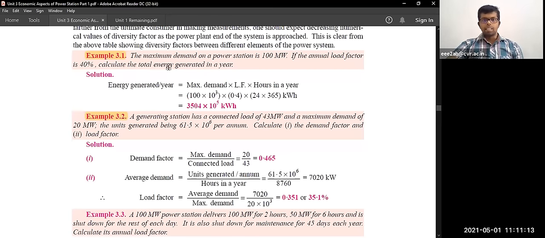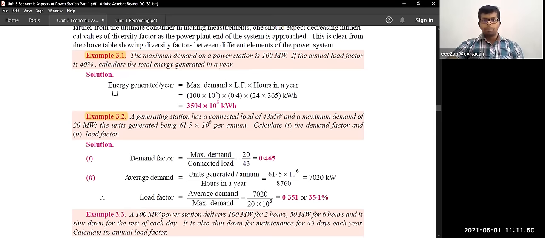So total energy generated in a year is nothing but maximum demand into load factor into hours in a year. If they are asking the total energy generated in a year, you have to take it as year, or daily or monthly, like that also you can do it. Okay, so here it is asked in year. So that is nothing but maximum demand into load factor into hours in a year. So what is maximum demand? Maximum demand is already given.